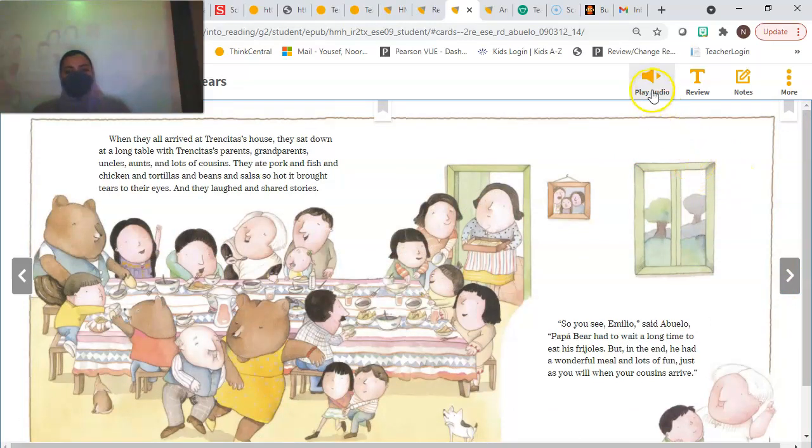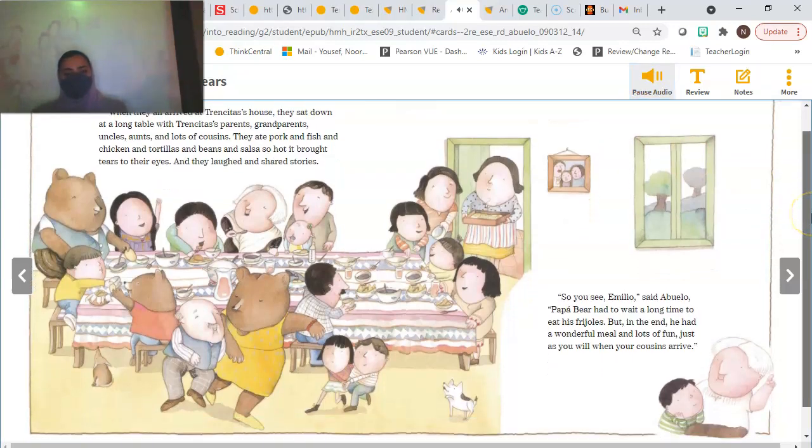All right, let's keep going. When they all arrived at Trencitas' house, they sat down at a long table with Trencitas' parents, grandparents, uncles, aunts, and lots of cousins. They ate pork and fish and chicken and tortillas and beans and salsa so hot it brought tears to their eyes. And they laughed and shared stories.